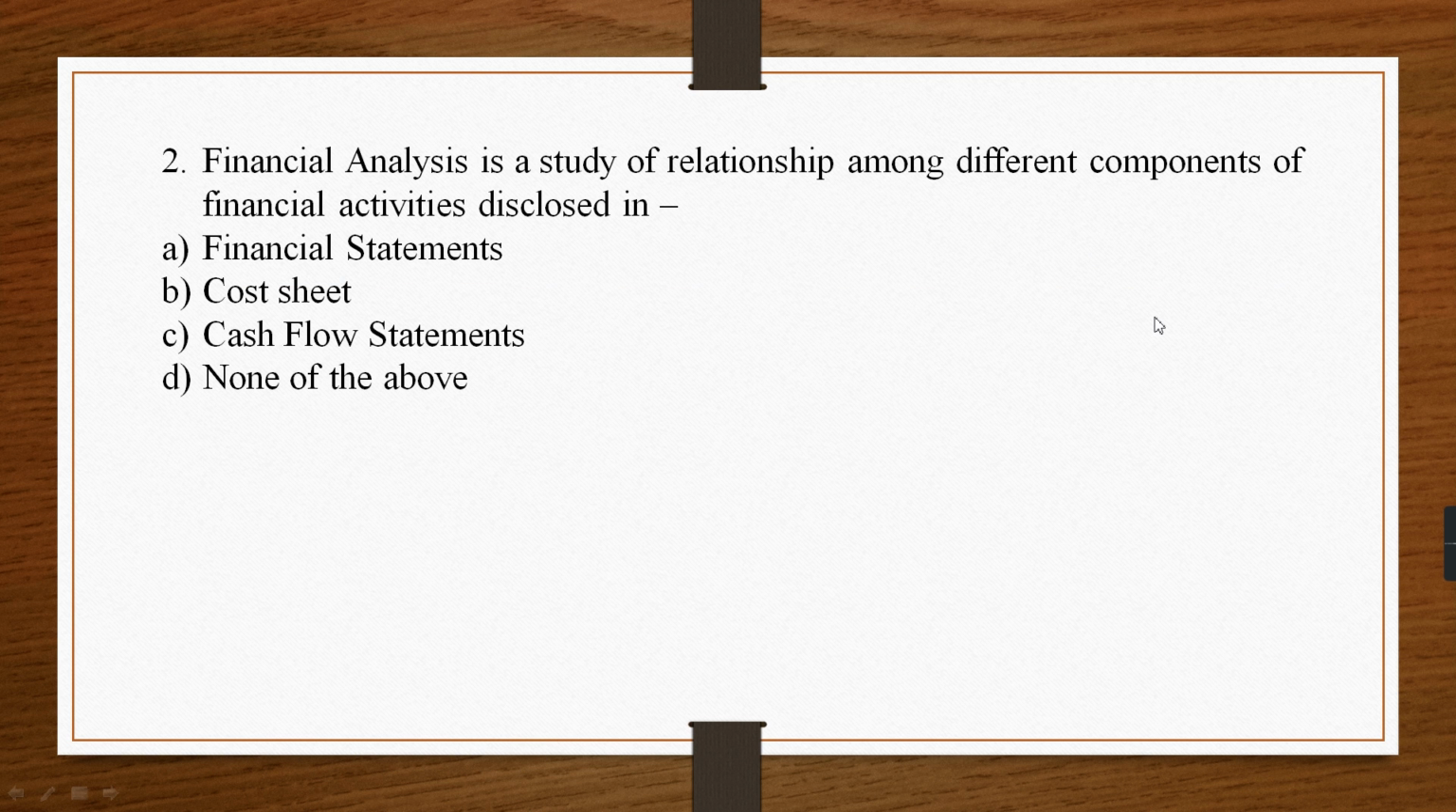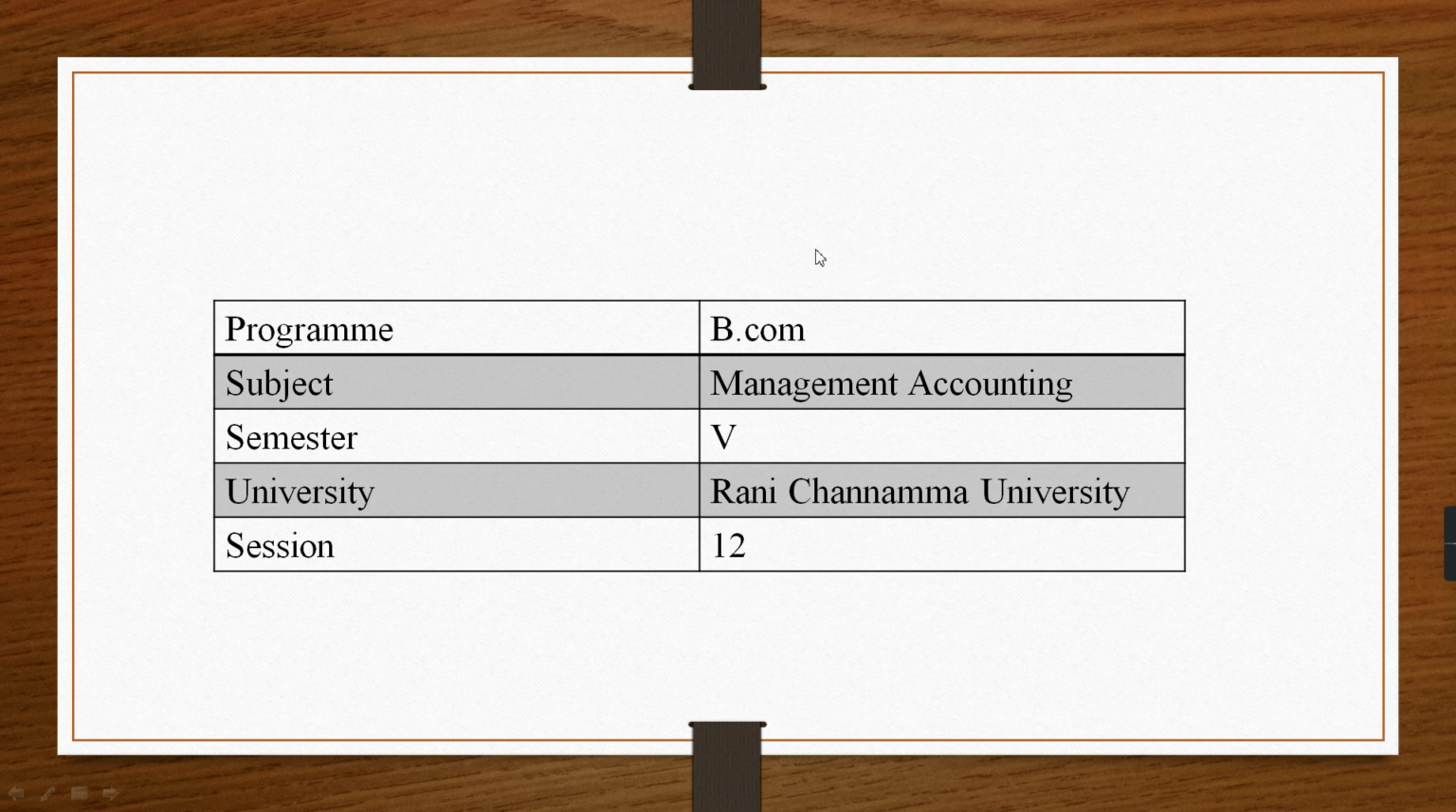Next one, a financial analysis is a study of relationship among different components of financial activities disclosed in financial statements, cost sheet, cash flow statements, none of the above. So we get the information from which statement? In the beginning only I told you, we get the information for doing financial analysis from the financial statements. The right answer is financial statements.